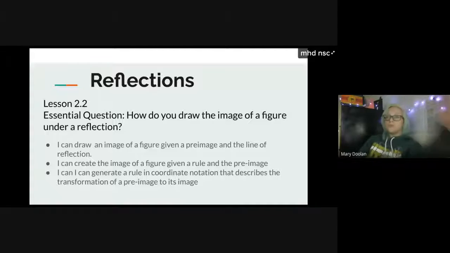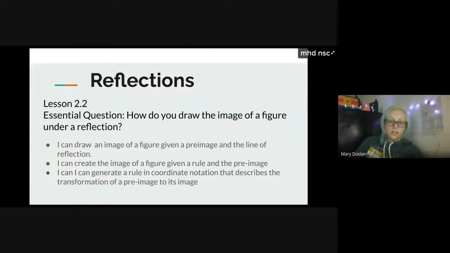The question is, how do you draw the image of a figure under a reflection? You have 3 I can statements that are our focus for this lesson. I can draw an image of a figure given a pre-image and the line of reflection. I can create the image of a figure given a rule and a pre-image.